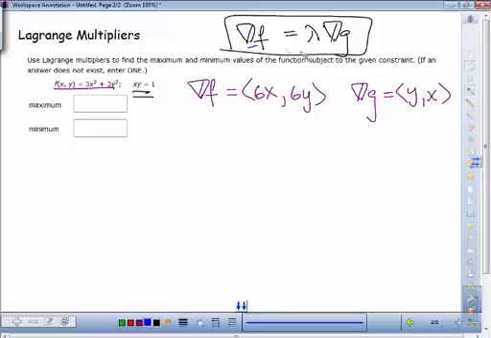So gradient of f equal to lambda times gradient of g, so this is going to be 6x equals lambda times y, and 6y equals lambda times x. So we have two equations, and we have the three unknowns x, y, and lambda. So our third equation is x times y equals 1. This is a system of equations that we're going to solve.